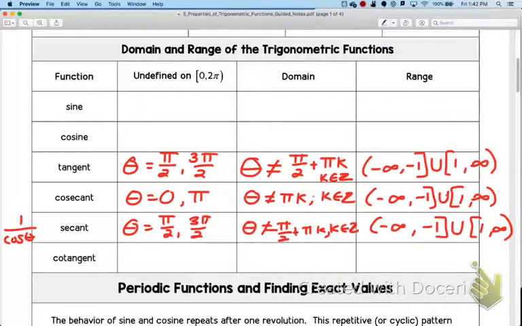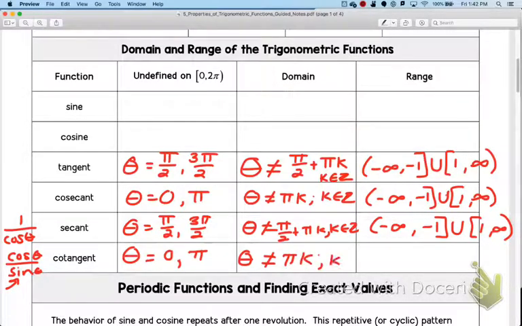And then cotangent is the reciprocal of tangent. So instead of sine over cosine, it's going to be cosine over sine. So where is my sine 0? It's just going to be the same as the cosecant, so 0 and pi. So theta cannot equal pi times k, where k is some integer of Z. And then for this case, my range is going to be all real numbers.